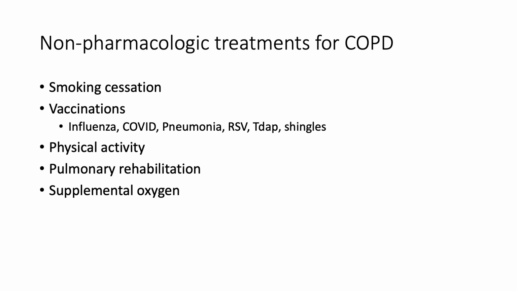And then patients who have hypoxemia should be treated with supplemental oxygen because that helps prevent that hypoxic vasoconstriction that leads to pulmonary hypertension and right heart failure. Oxygen is a vasodilator, so if they are hypoxemic, you should prescribe them supplemental oxygen.